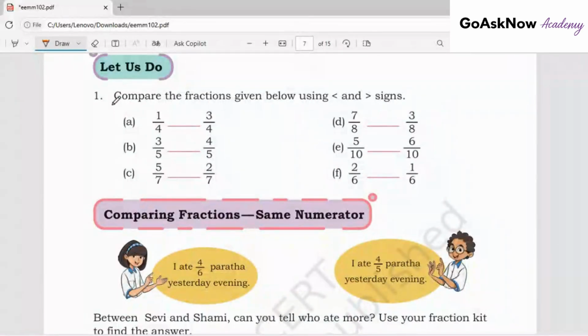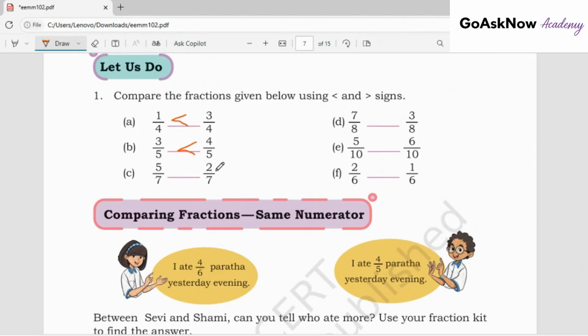Let us do. Compare the fractions given below using lesser than and greater than signs. Here the denominators are same, only the numerator is different. Let me check. 1 by 4 and 3 by 4. Here 1 is less than 3. So 1 by 4 is less than 3 by 4. Next 3 by 5 and 4 by 5. Here 4 is greater than 3. So we are putting greater.